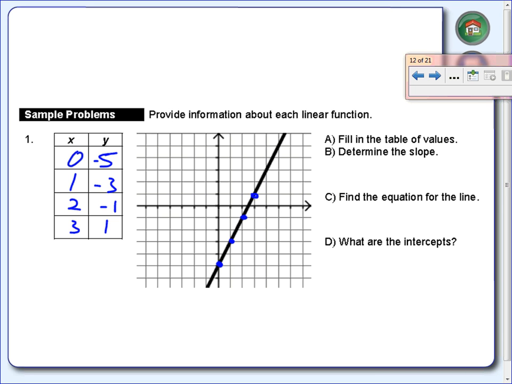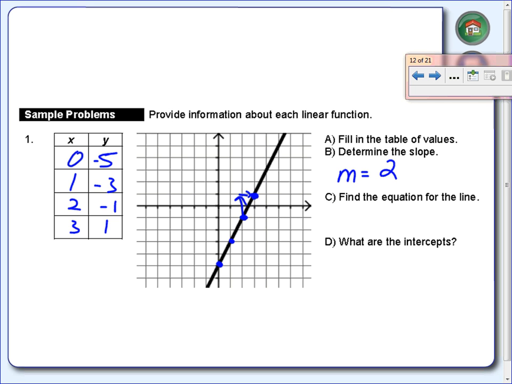All right, now let's go ahead and determine the slope. What is the slope of this line here? 2 over 1, or just 2. How did you get that 2? Rise over run. To get from one point to another point, notice I had to go up 2 and over 1. Up 2 and over 1. That's our slope.